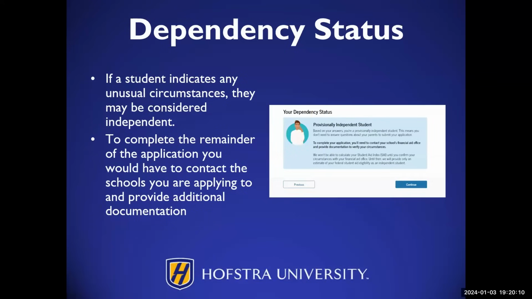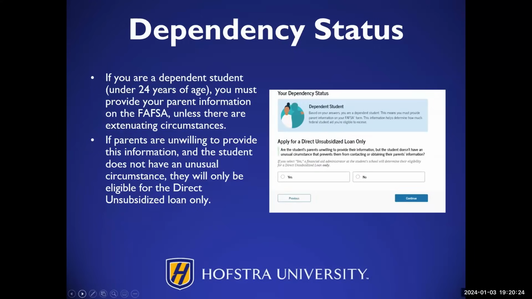This may take a little bit, as it depends on when the school receives your FAFSA. But if you do have any unusual circumstances, we do recommend that you contact the schools that you are applying to, so that way they can let you know of next steps. So if a student is deemed a dependent, this is anybody that is under 24 years of age, you would need to provide your parent information on the FAFSA unless there are those extenuating circumstances.